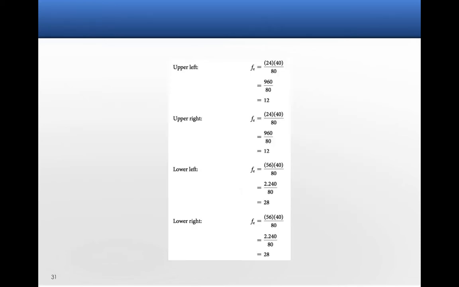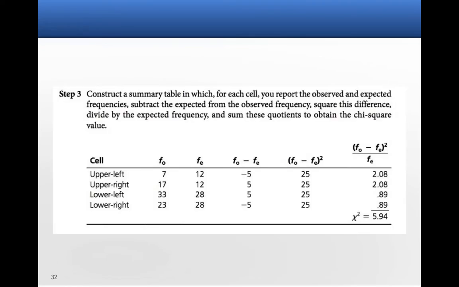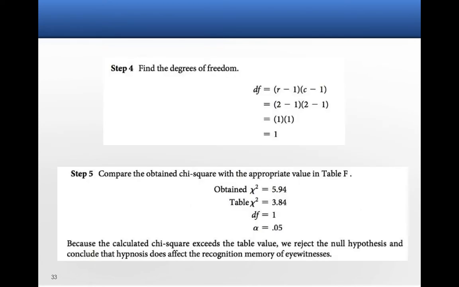So we're going to do these calculations, and we're finally going to get a chi-square of 5.94. Our degrees of freedom is 1. So our chi-square is 5.94, and in the table it's 3.84. So we can reject the null hypothesis that hypnosis does not affect, and conclude that hypnosis does affect how well we recall eyewitnesses.